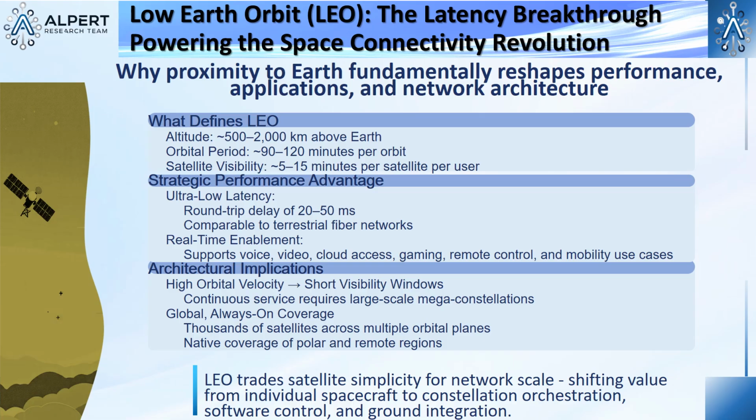Low Earth orbit, or LEO, is defined by its proximity to Earth, ranging from 500 to 2,000 kilometers. This proximity is the single most important factor. Since the propagation distance is minimal, LEO achieves very low latency, typically between 20 and 50 milliseconds. That makes it genuinely competitive with high-speed terrestrial fiber networks for real-time applications.